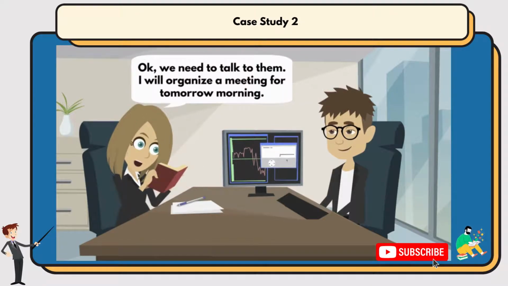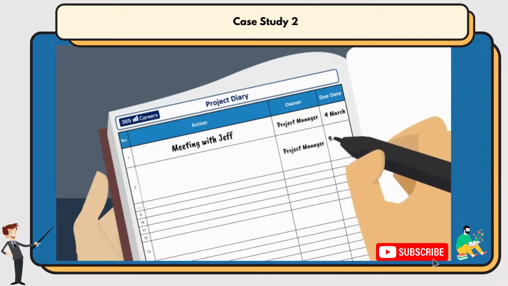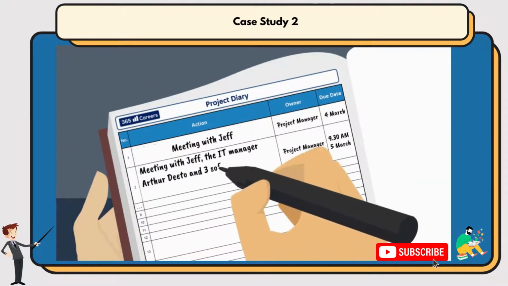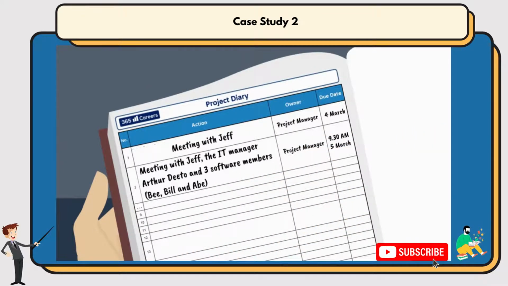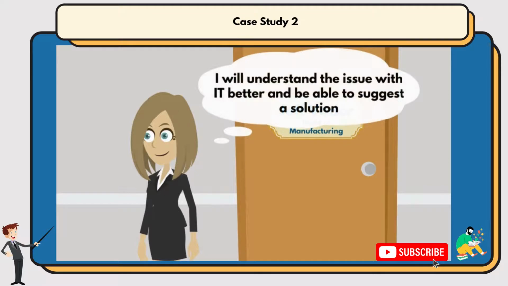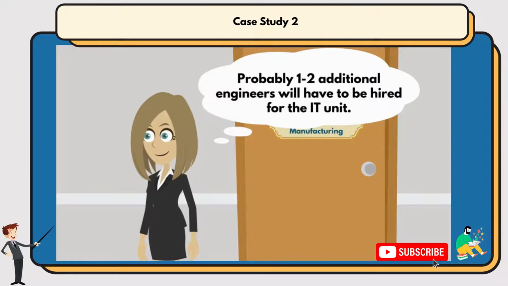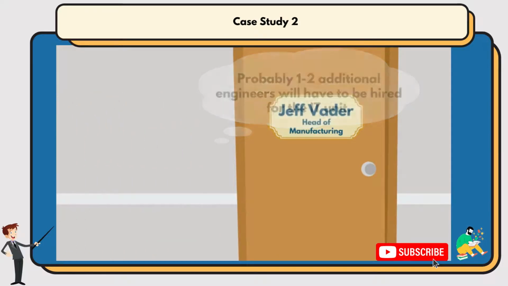Ray opens her diary. Okay, we need to talk to them. I will organize a meeting for tomorrow morning. Ray sets a meeting in the calendar, 9:30 a.m., inviting Jeff and the IT manager, Arthur D2. She also invites the 3 software team members, B, Bill and Abe. Ray's happy this is organized. Tomorrow, she will understand the issue with IT better and be able to suggest a solution. Probably 1 or 2 additional engineers will have to be hired for the IT unit.